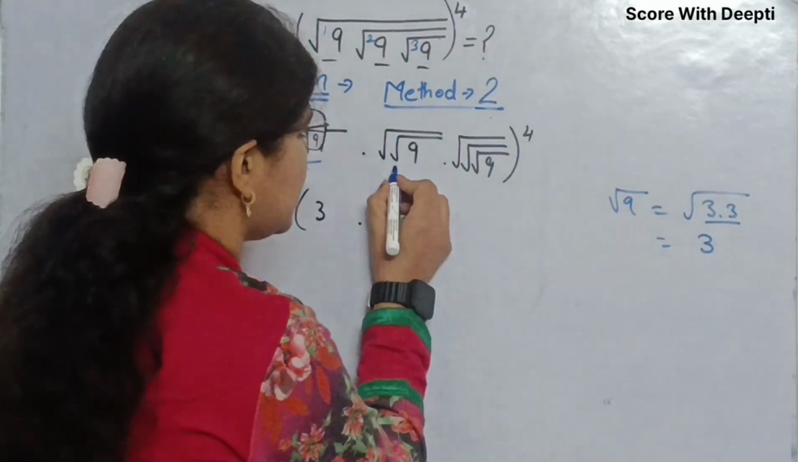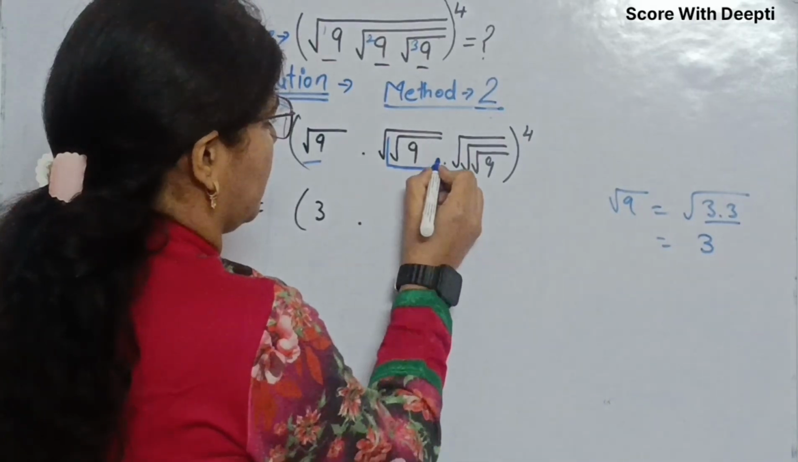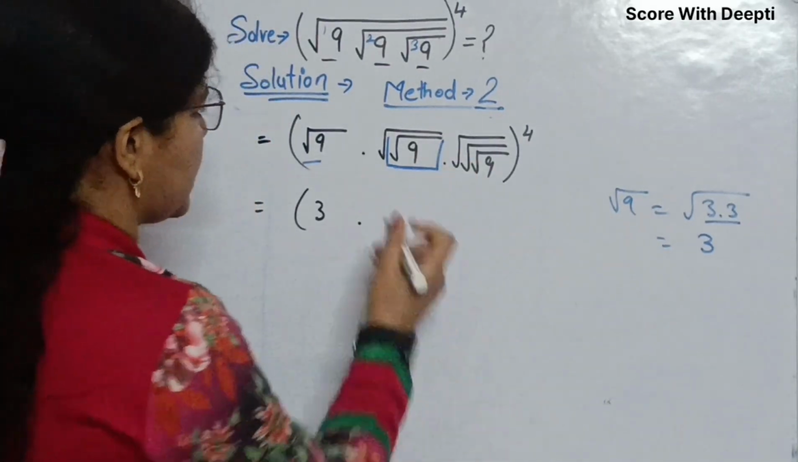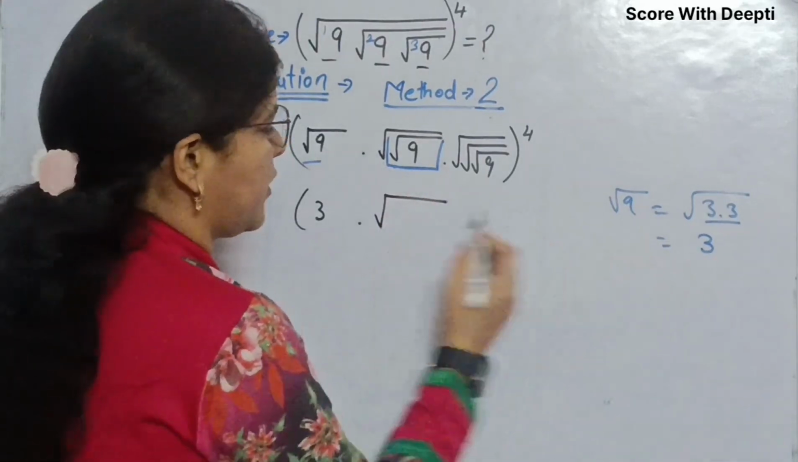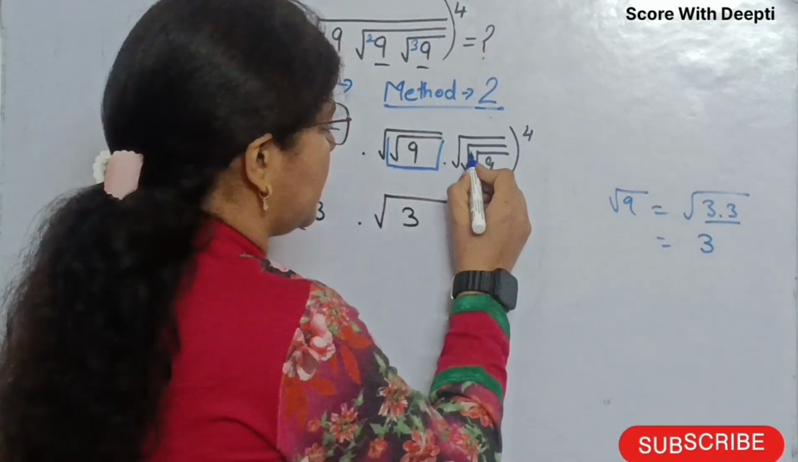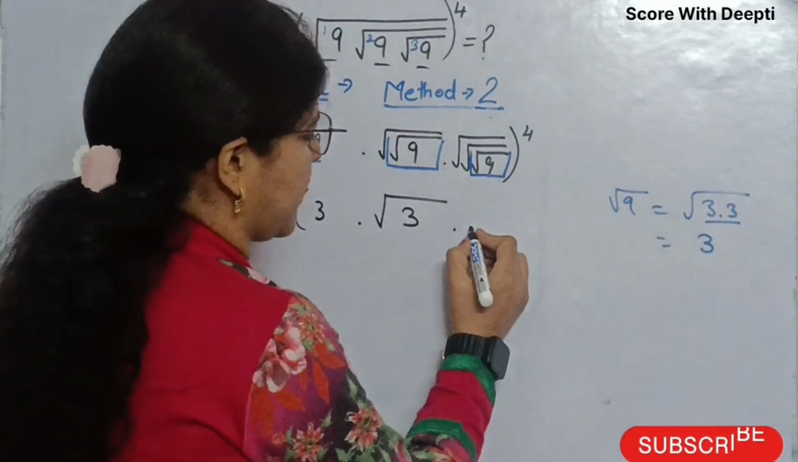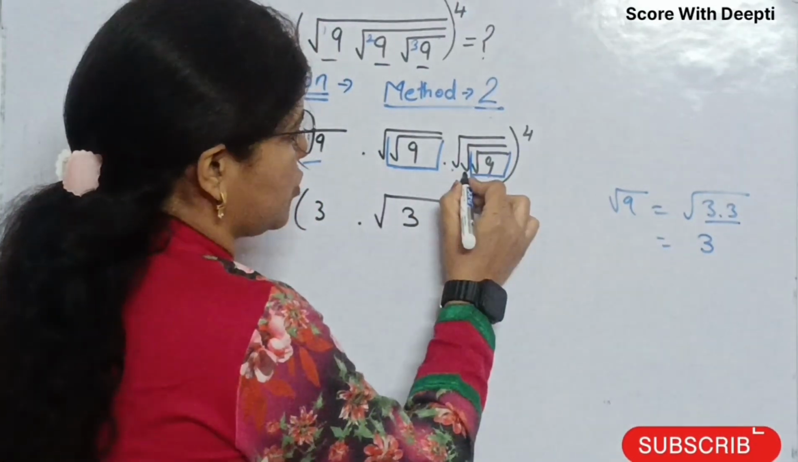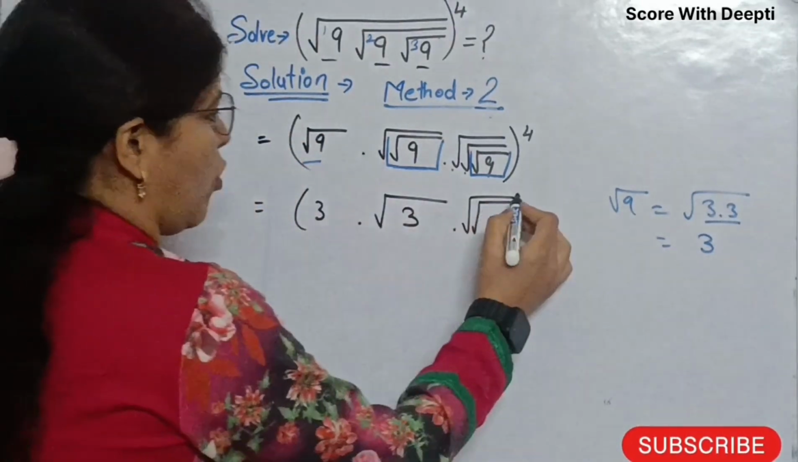Next, we solve this square root 9. First we write the square root as it is, and solve square root 9, we get 3 into. Next, again we solve this square root 9, and after solving this we get 3, but these two square roots we write as they are, to the whole power 4.